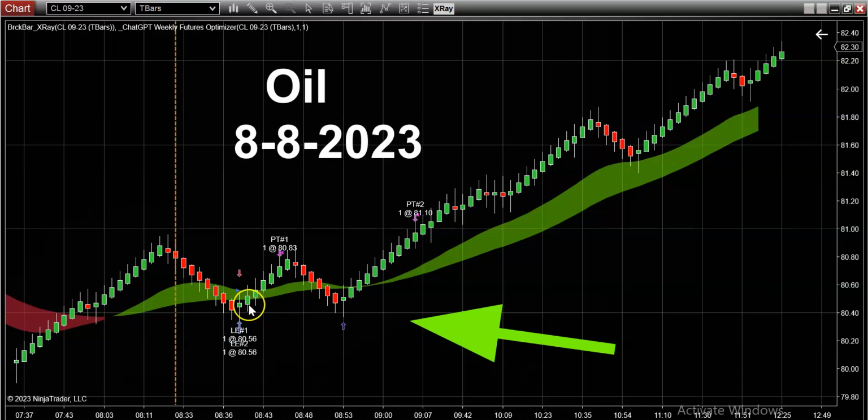Anyway, here's what I wanted to show you, okay? So check this out. The entry happens on the open of the next bar, and your stop loss gets placed here, all right?